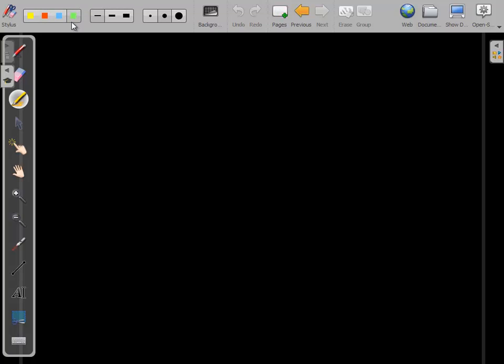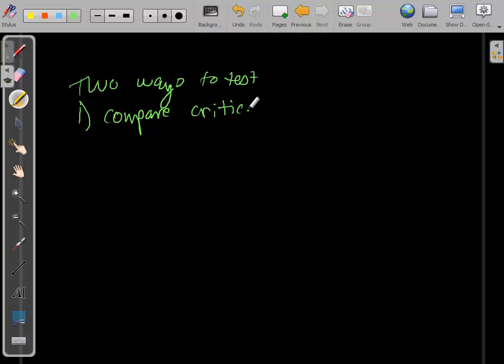Okay, so there's two ways to go about doing a hypothesis test. The first way would be to compare critical values with test values. So let me just write it and then I'll explain it. Compare critical values with test values. The critical values are going to be based on a set significance level.